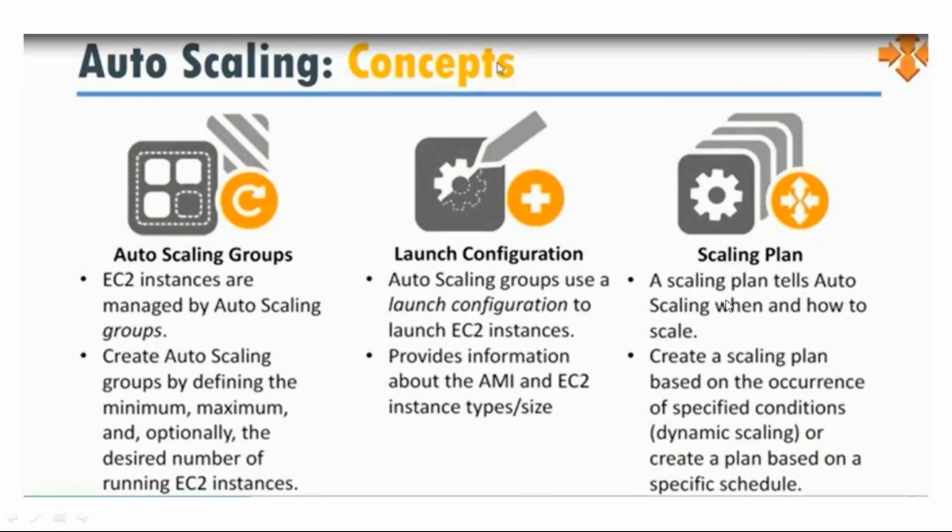And scaling plan. A scaling plan tells auto scaling when and how to scale. So when you require auto scaling, we have to tell it. Create a scaling plan based on the occurrence of specified conditions, that is dynamic scaling, or create a plan based on a specific schedule. So you have to select dynamic scaling. If the instance CPU utilization is more than 60%, create another instance automatically. Like that you have to write.